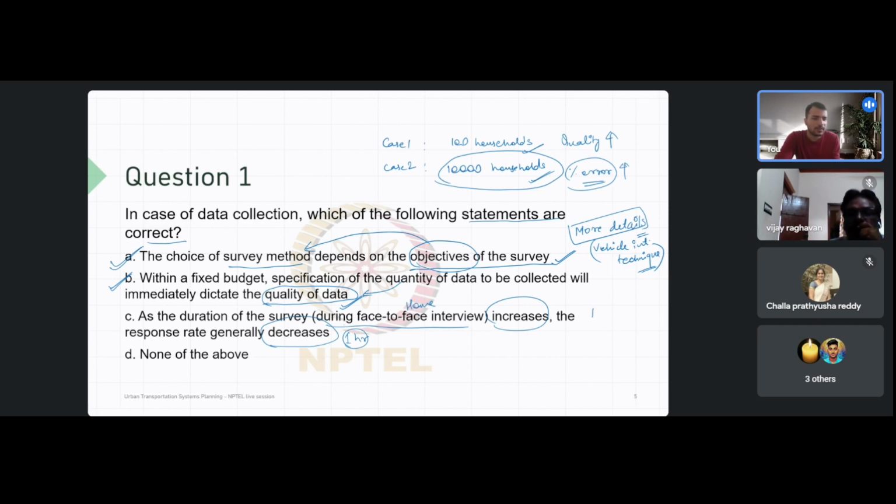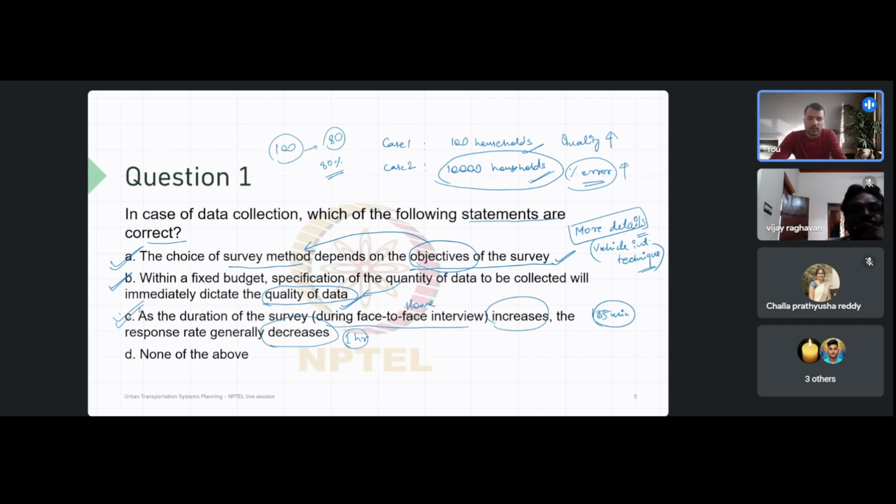If we say the survey may take only 15 minutes, some people may be more prone to giving good, accurate answers that we need. So as the duration increases, the response rate will generally reduce. Response rate is, let's say we went to 100 households for a survey, how many of them agree to give the survey? If 80 households agree, it will be an 80% response rate. So C is also correct here.